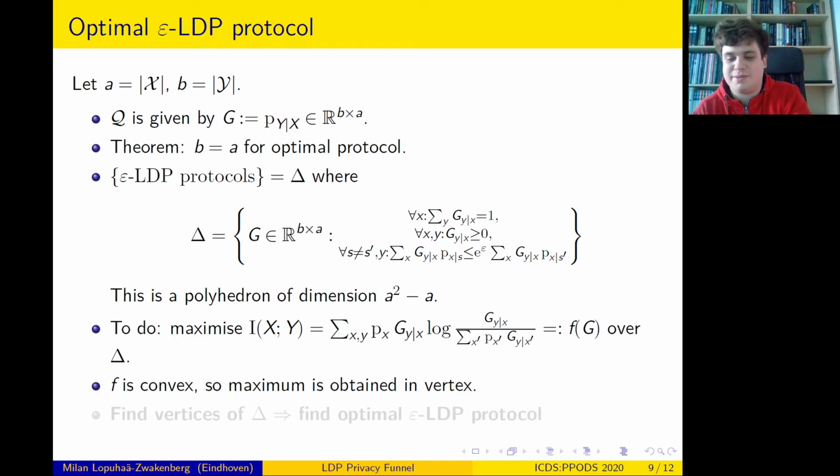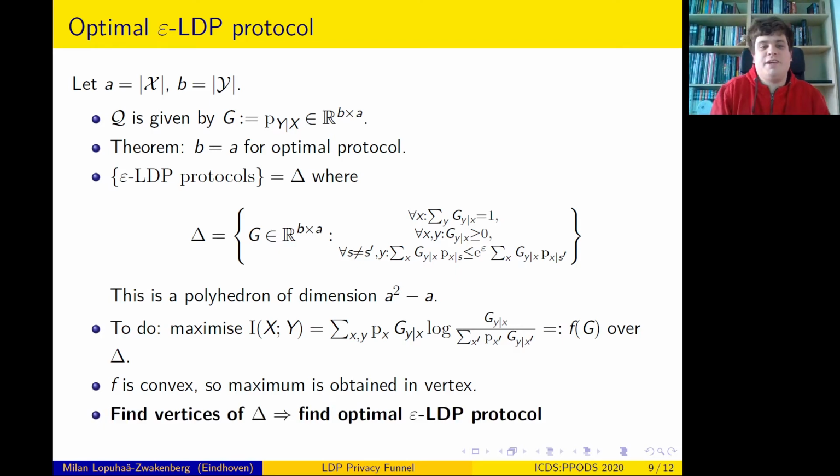So basically what we have found is that if we can find the vertices of this polyhedron delta, then we can find the optimal epsilon LDP protocol, namely by just looking at all vertices, calculating the value of f in them, and then taking the maximum. Well, vertex enumeration is a problem from computer science. It's a bit difficult, but it is something we can solve, at least for small dimensions. So that means that we can find the optimal epsilon LDP protocol.